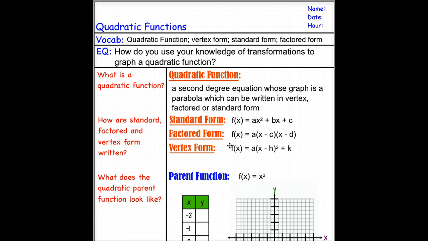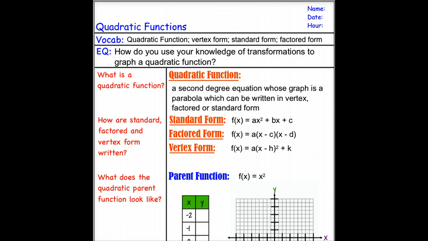And vertex form is where f of x is equal to a times the quantity x minus h squared plus k, which should start looking familiar because that's kind of how our equations take form when we deal with transformations. And that's where a, h, and k are equal to real numbers.